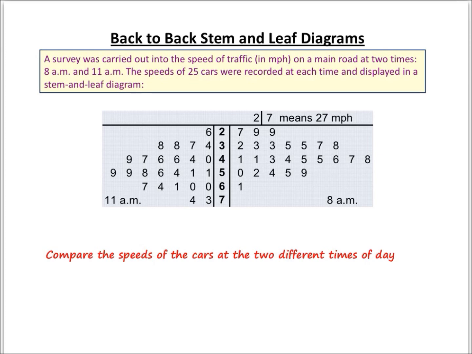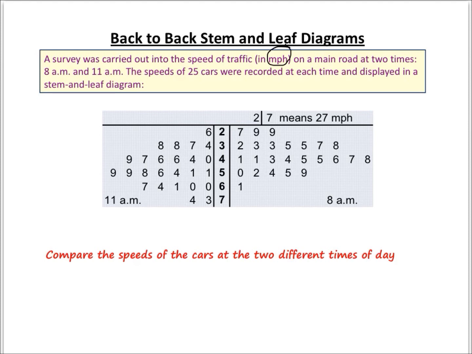Okay, in our last example, we've got what's called a back-to-back stem and leaf diagram, which means we've basically got 2 sets of data that we can compare. So you can kind of see in the middle here, well, we'll take a look at what the data is talking about. So it says a survey was carried out into the speed of traffic on a main road at 2 times, 8 a.m. and 11 a.m. The speeds of 25 cars were recorded at each time and displayed in a stem and leaf diagram. And sorry, this means miles per hour. I know you usually work in kilometers per hour, so apologies for that.